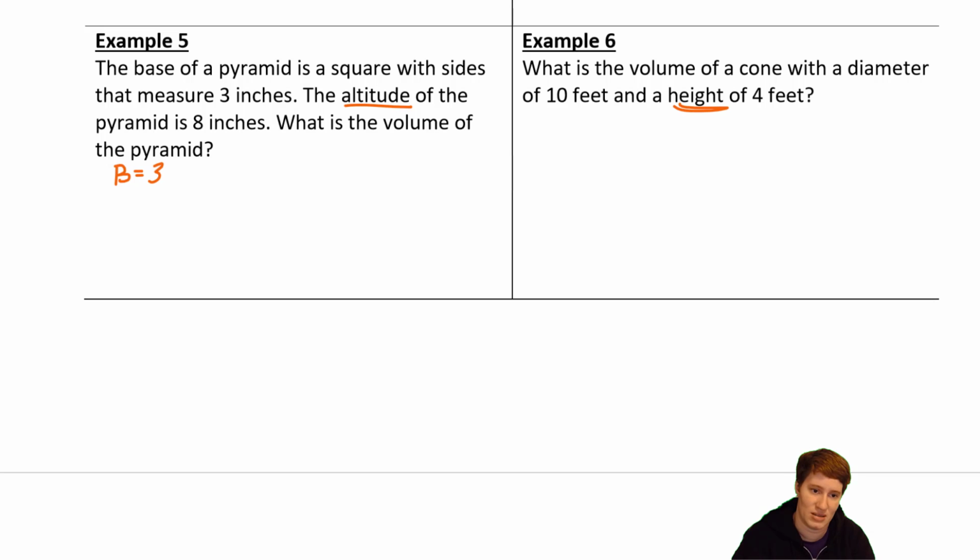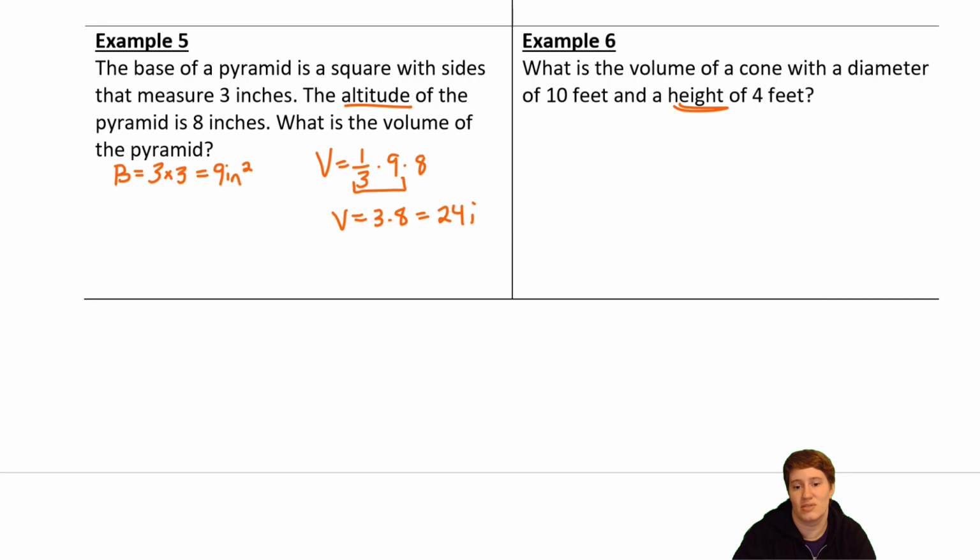The area of the base is going to be 3 times 3, which is 9, or 3 squared. And then we're going to put that into our volume formula. So that's 9 times 8 times a third. So this is another case where we actually could do these two first. 1/3 times 9 simplifies to be 3. And then that's helpful because 3 times 8 is 24. And we didn't have to do long division, which is nice. So this pyramid, the volume of it is 24 inches cubed.